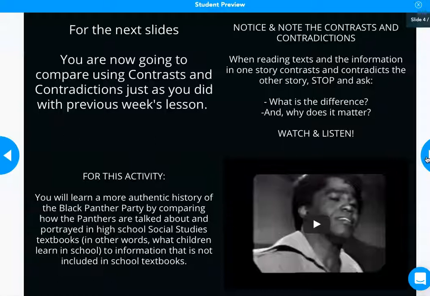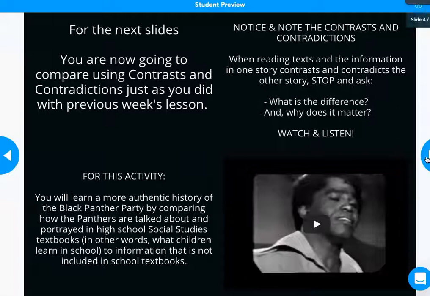And then this is the activity for this lesson today. So for the next slide, you're going to compare using contrast and contradictions, which you learned in the Wednesday lesson. For this activity, you're going to learn a more authentic history of the Black Panther Party by comparing how the Panthers have been portrayed in high school social studies textbooks to information that's not in the textbooks, information that is more primary source, meaning from the Black Panthers themselves. Notice and note the contrast and contradictions when reading the text and the information, in one story contrasts and contradicts the other. So you need to stop and ask yourself, what is the difference and why does it matter?